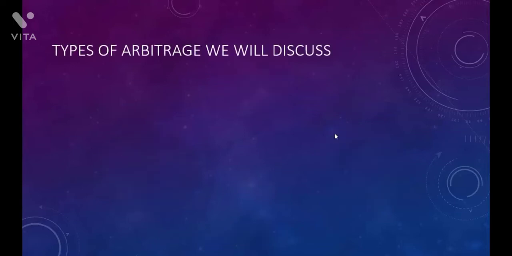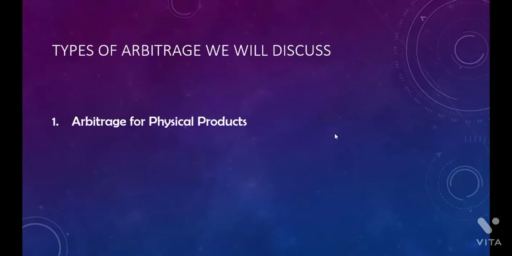Now, let's see what types of arbitrage we will discuss in this course and class. First of all, we will discuss arbitrage for physical products, like the example I just gave you with the iPhone, but it can be practically related to any type of physical product. I don't know, even shampoo if you want to, or anything that is a physical product.